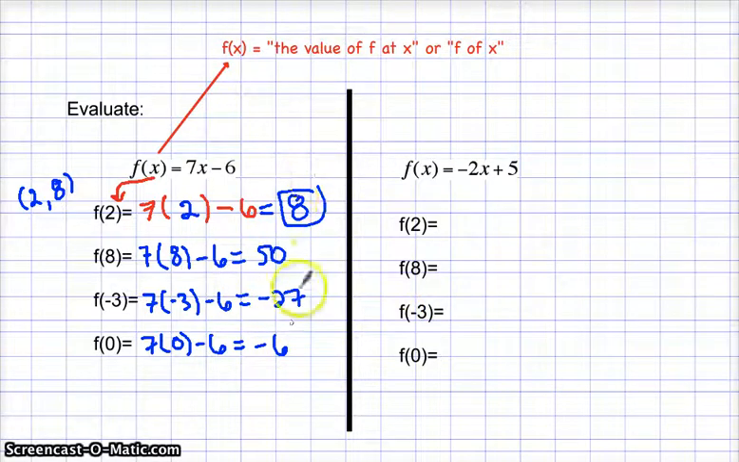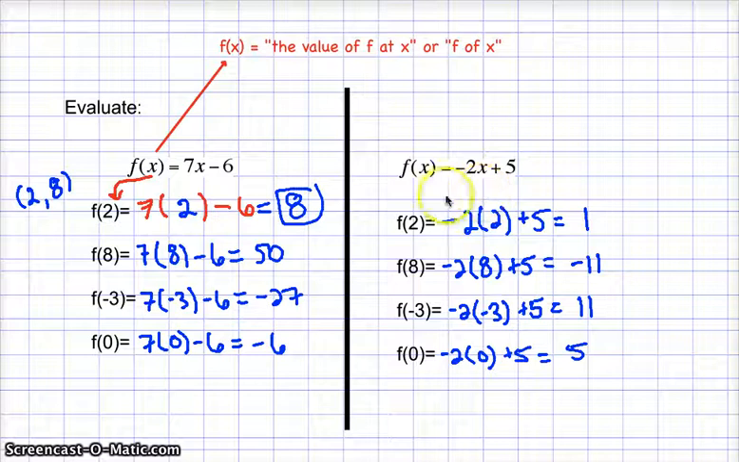So again, all the numbers on the right side here would represent the range, the outputs. All the numbers that you plugged in for x, 2, 8, negative 3, and 0, would represent the domain. Do the same again for the function on the right.